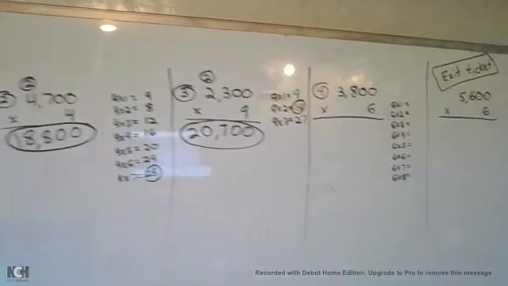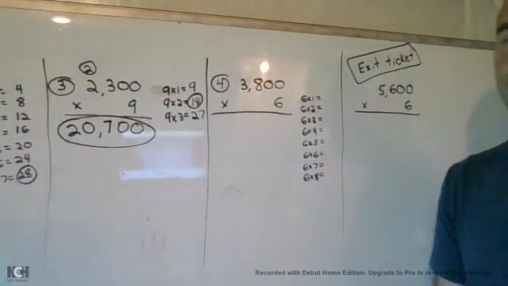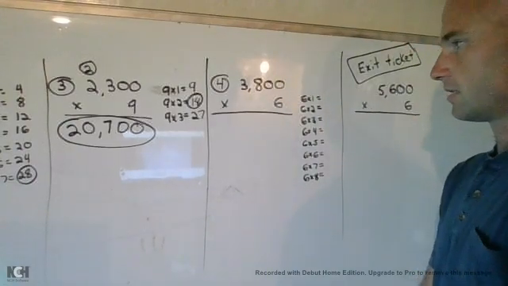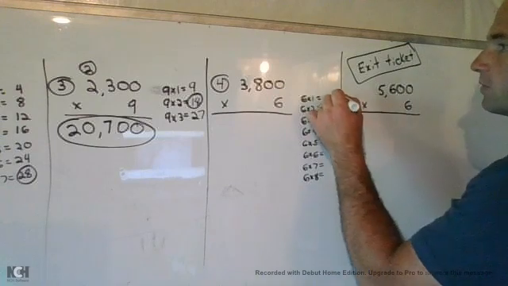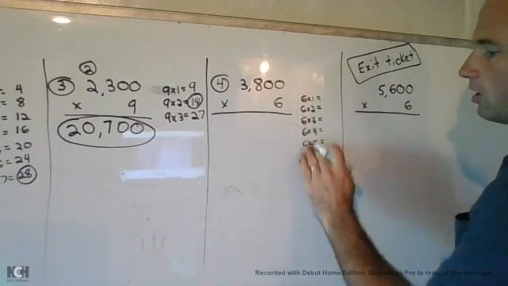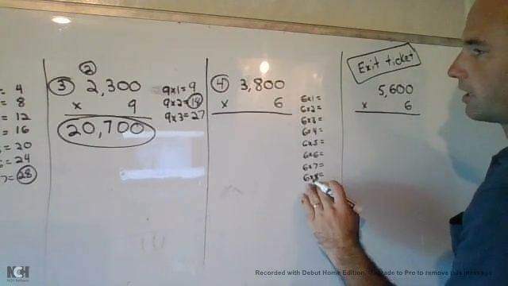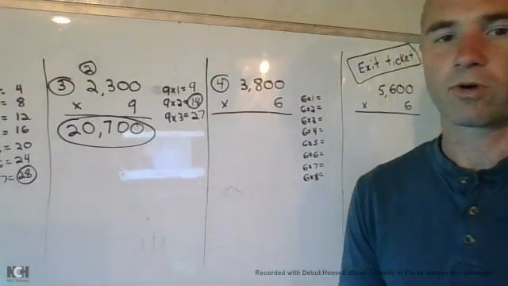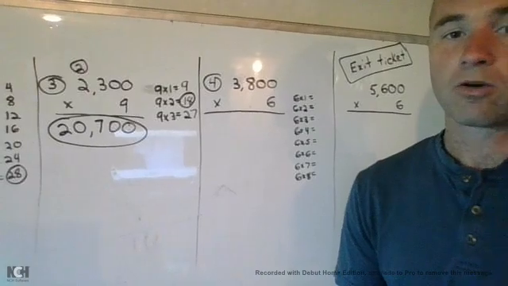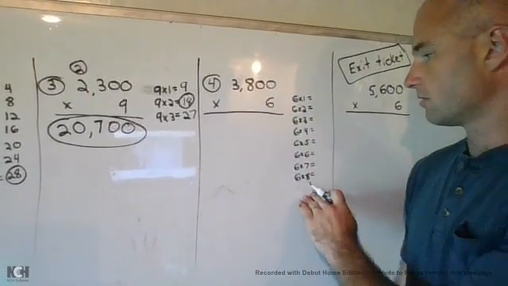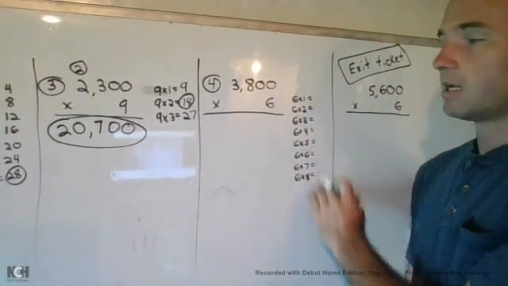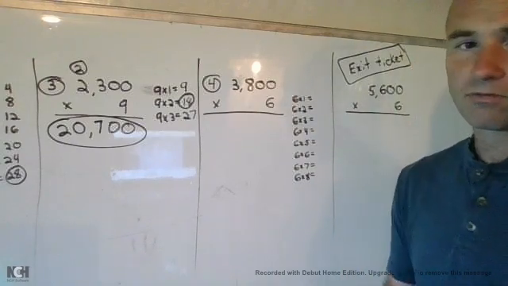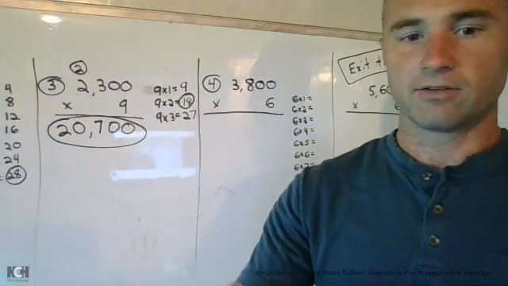Number 4, 3,800 times 6. So you have 6 times 1, 6 times 2. I wrote all my facts down here, all the way up to 6 times 8. And I'm going to have you work on it because you need your practice here. Work on solving your factors here of 6. And then go ahead and solve 3,800 times 6. Go ahead and do that now.